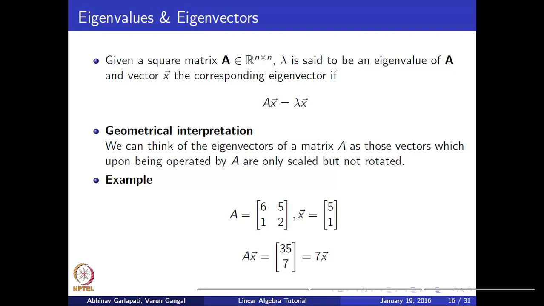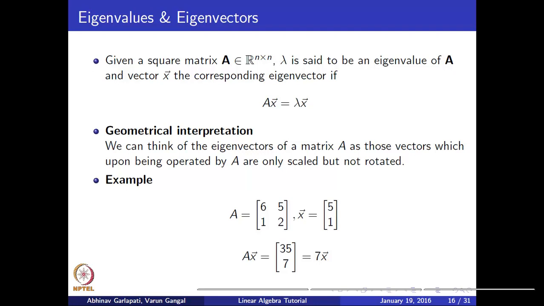X can be thought of as a vector in R^n, and the square matrix A acts like an operator which transforms X into another n-dimensional vector Ax. Now, the eigenvectors of A are those vectors which, on being transformed by A, or operated upon by A, are only scaled by lambda but not rotated. In other words, their direction does not change.